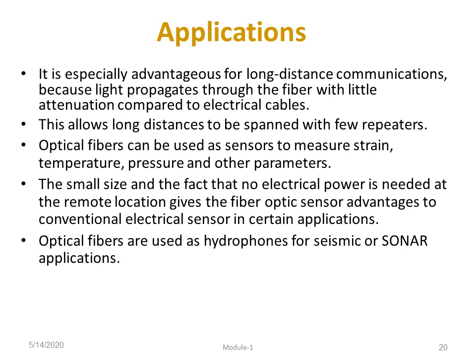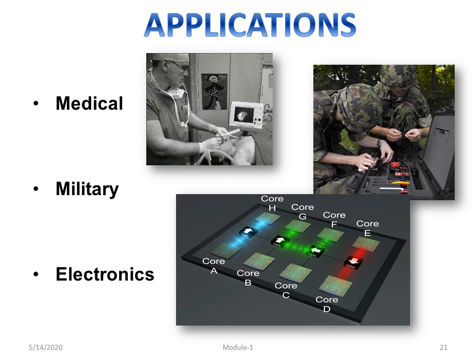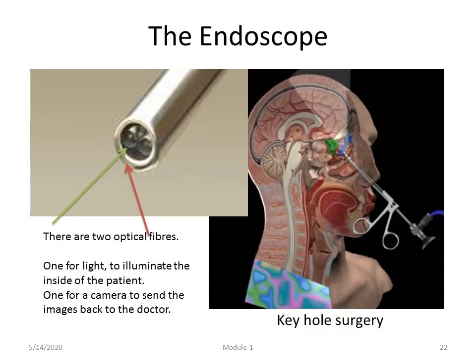It is used as a sensor to measure strain, temperature, pressure and other parameters, and also as hydrophones for sonar applications, and in medical, military, and electronics. One of the main advantages is in the medical field, where optical fiber is used in the endoscope and keyhole surgery. So these are the applications of optical fibers. You need to write the advantages, disadvantages and applications of optical fiber communication.